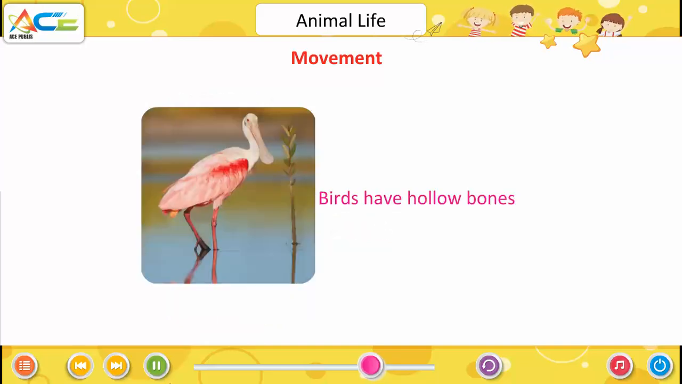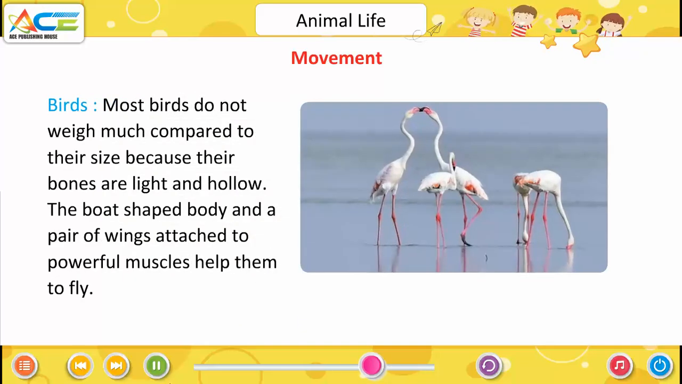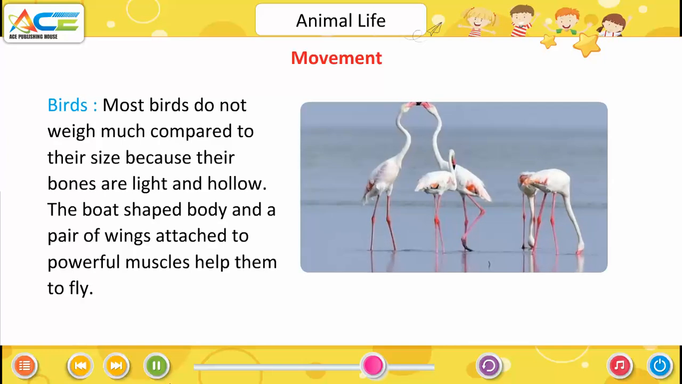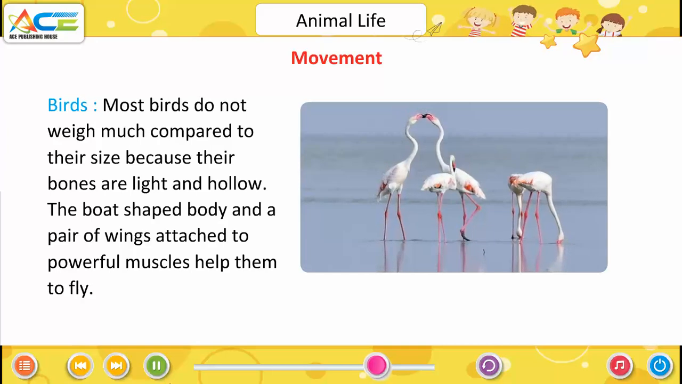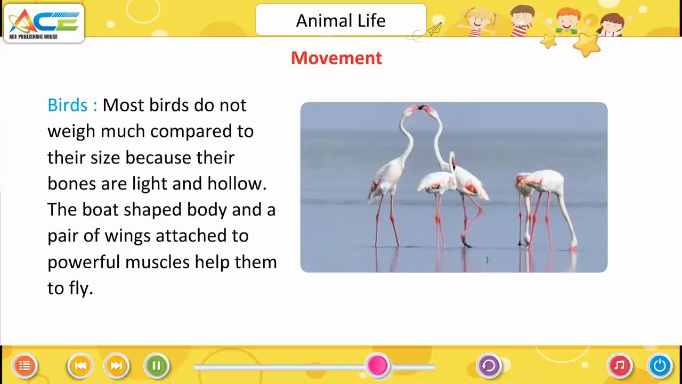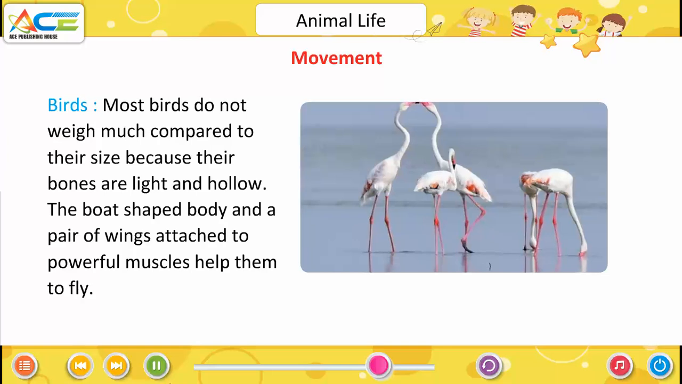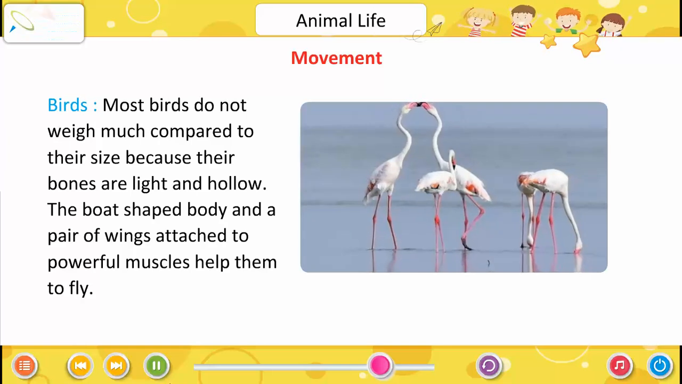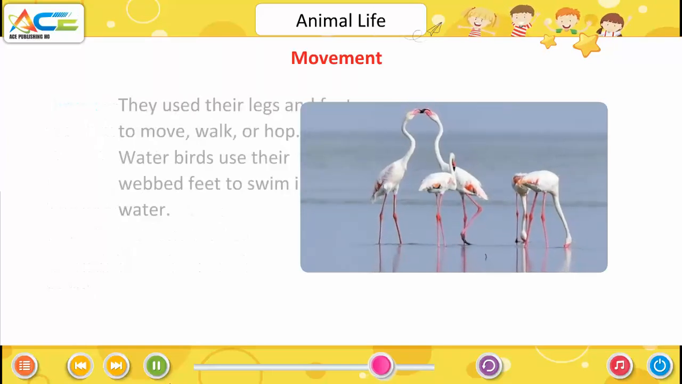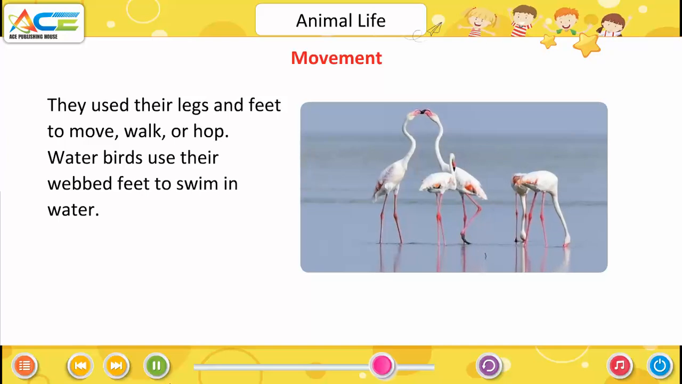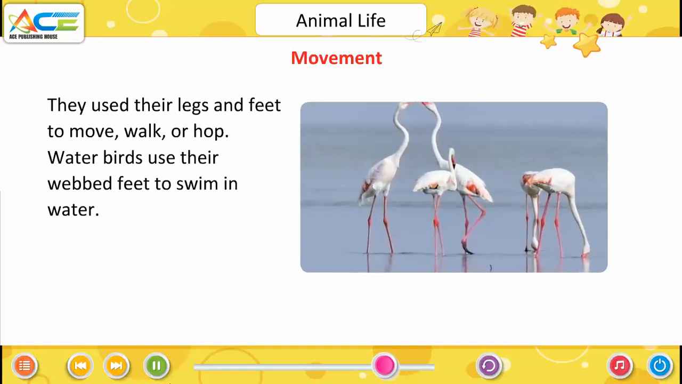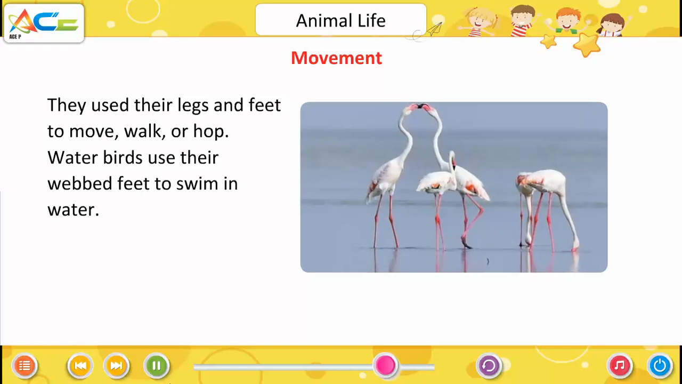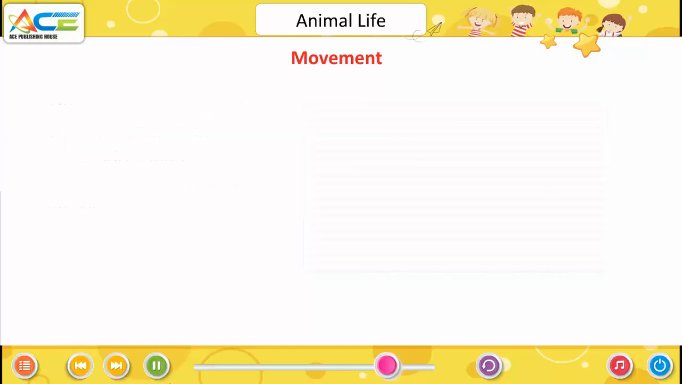Birds have hollow bones. Birds. Most birds do not weigh much compared to their size because their bones are light and hollow. The boat-shaped body and a pair of wings attached to powerful muscles help them to fly. They use their legs and feet to move, walk or hop. Water birds use their webbed feet to swim in water.